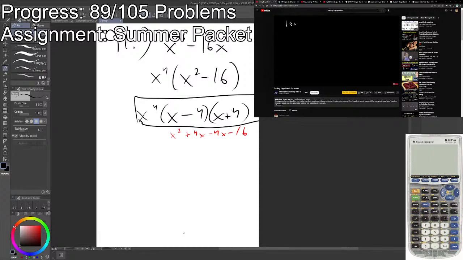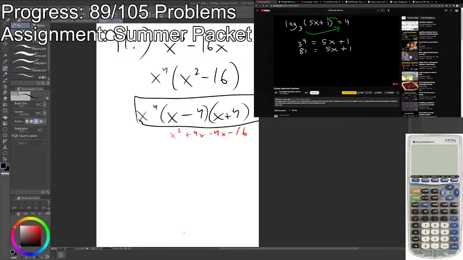Here's the next one. Log base 3 of 5x plus 1 is equal to 4. Find the value of x. So let's convert it to its exponential form. 3 to the 4th is equal to what's inside. And 3 to the 4th is 81.